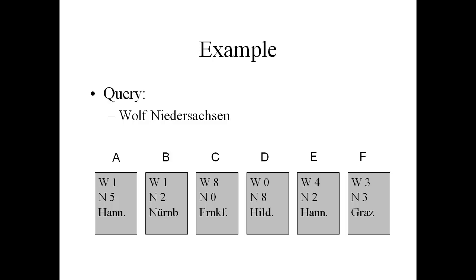So we had document E. We read the number of occurrences for Wolf. How often? 4. In Niedersachsen? 2. Now we calculate the weight. How did we do it? Let's start with Niedersachsen for document E. It's 2. The first counts fully, the second counts only half. 1.5.